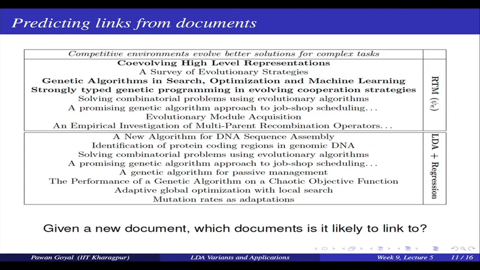So these are other examples, like for this document, competitive environments evolve better solutions for complex tasks. Documents like co-evolving high-level representations were coming out to be at first position in the RTM model, but were not coming out from the LDA plus regression model. So this was something interesting that they saw from this model.